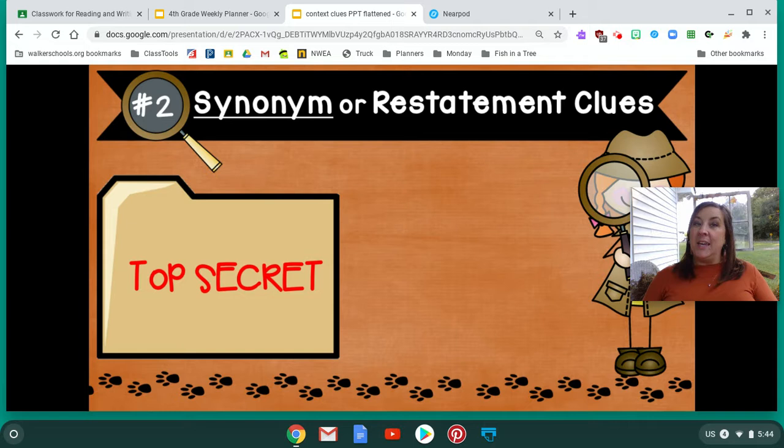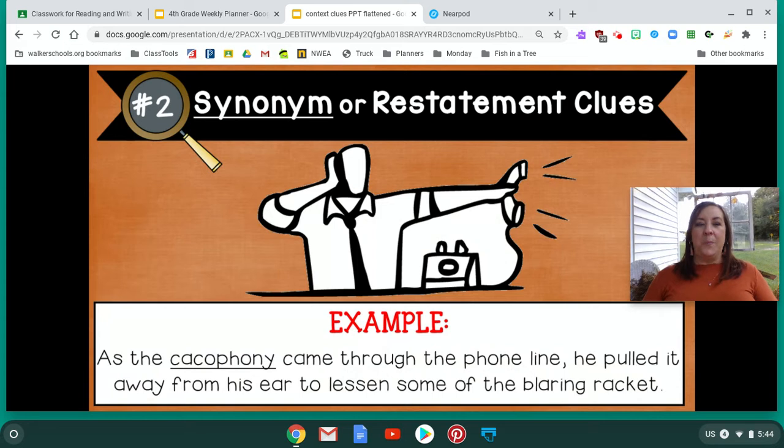You can also see synonyms. Look for synonyms or a restatement of clues. Here's an example. As the cacophony came through the phone line, he put it away from his ear to lessen some of the blaring racket. In this example, we have a synonym, blaring, that lets us know that cacophony means something really loud.